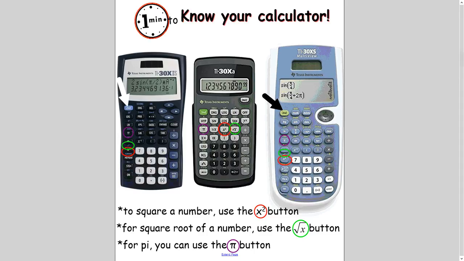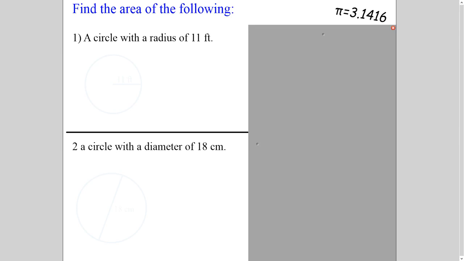Try a few things. Try 3 squared, see if you get 9. Try the square root of 16, see if you get 4. Just make sure you know your buttons. Moving on, let's try finding some areas.